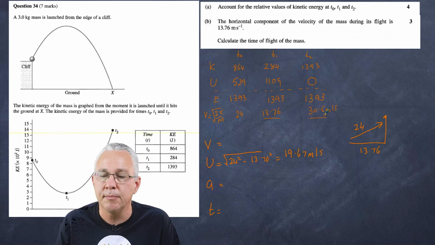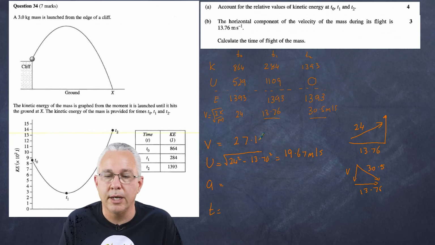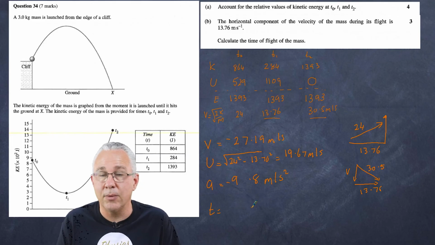Now I can do the same for the final velocity because I've already worked out the velocity when it lands, but all I need to do is the same idea. Of course, in this case, it's in the downward direction at 30.5. We know the horizontal component is 13.76, so I can work out this final velocity, and if you do the mathematics, that final velocity ends up being 27.19 meters per second, but of course it's in the downward direction, so that's a negative value. Our acceleration is negative 9.8 meters per second squared. I can now work out time.